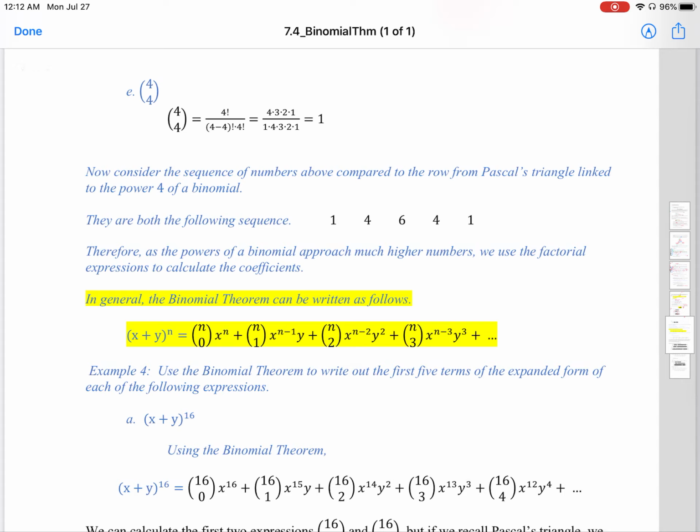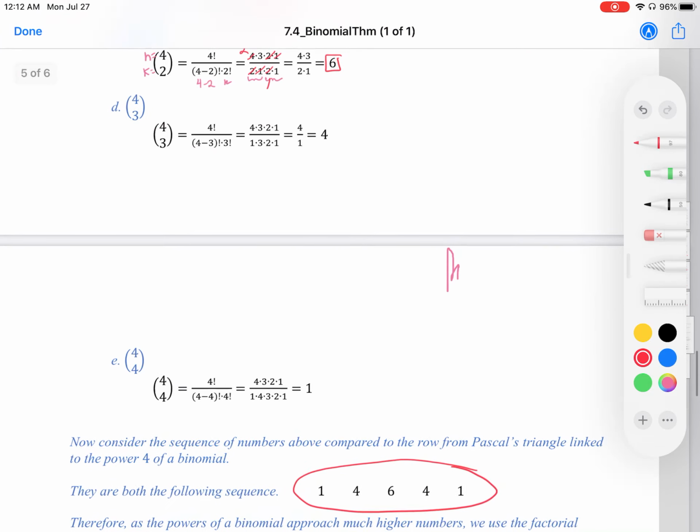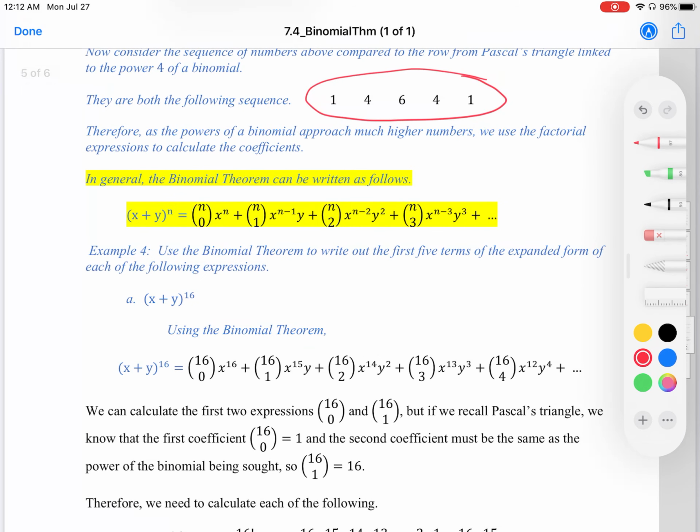Now consider the sequence of numbers above compared to the row from Pascal's triangle linked to the power 4 binomial. They're both the same sequence. From the problems we did, 4 choose 0 through 4, we see that our answers line up with Pascal's triangle. Therefore, as powers of a binomial approach much higher numbers, we use factorial expressions to calculate the coefficients. In general, the binomial theorem can be written as follows. These numbers are your Pascal's triangle numbers.